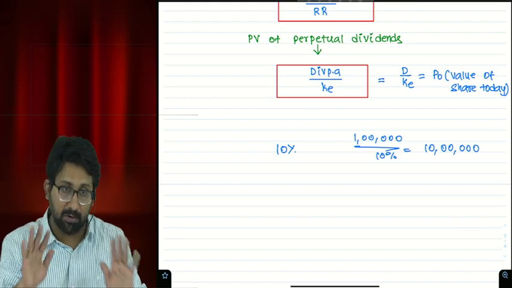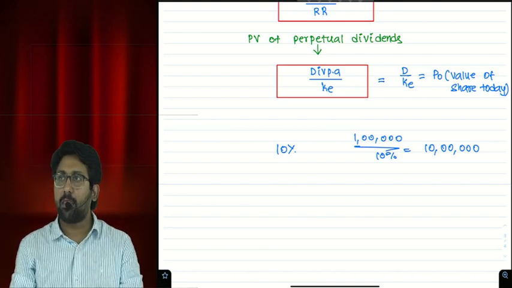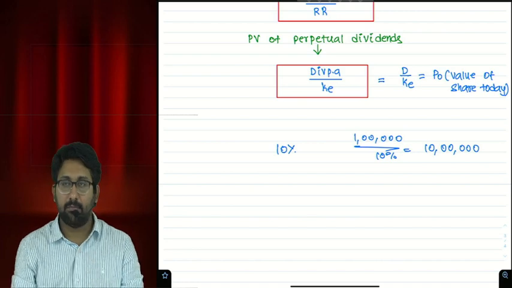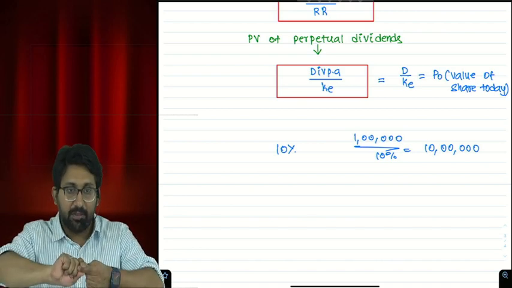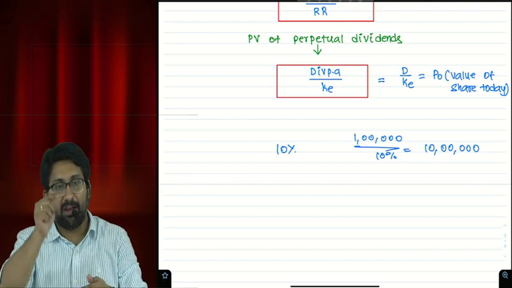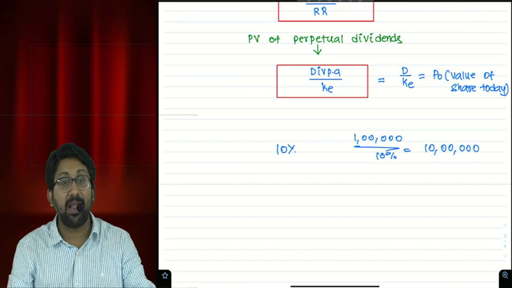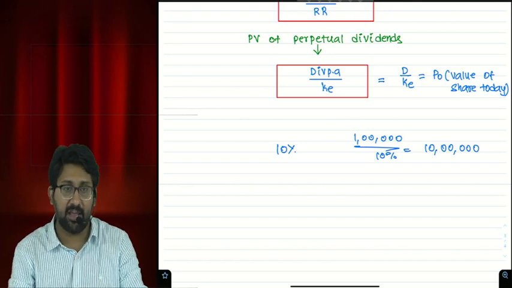How can we prove it? Listen, I repeat. Go to a bank. Deposit this 10 lakh. Your 10 lakh is locked now. At 10%, every year, how much will the bank give? 1 lakh, every year, it will pay. Bank will pay on that 10 lakh rupees.